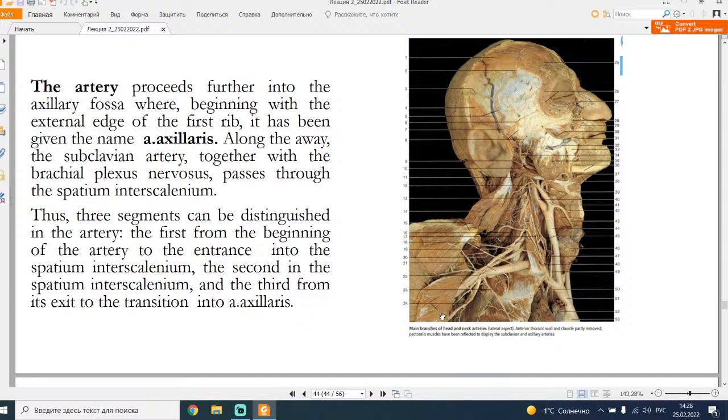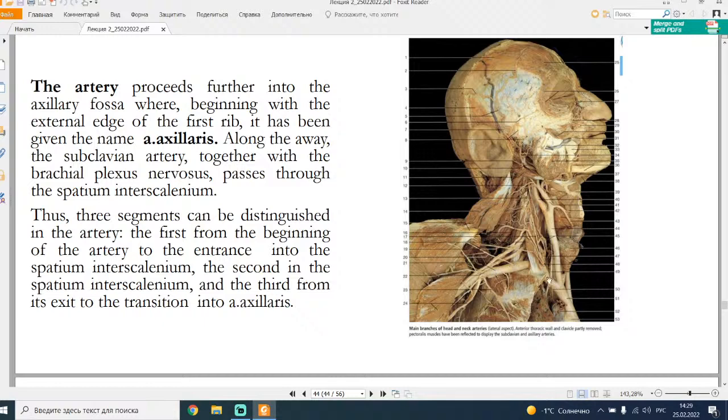Along the way, the subclavian artery, together with the brachial plexus nerve, passes through the spatium interscalenum. Three segments can be distinguished in the artery. The first, from the beginning of the artery to the entrance into the spatium interscalenum. The second, in the spatium interscalenum. And third, from its exit to the transition into the axillaris.